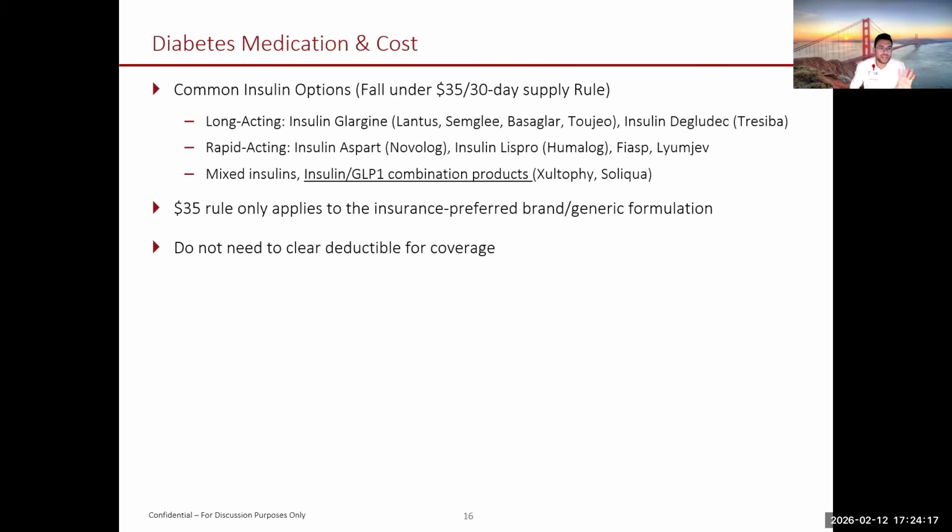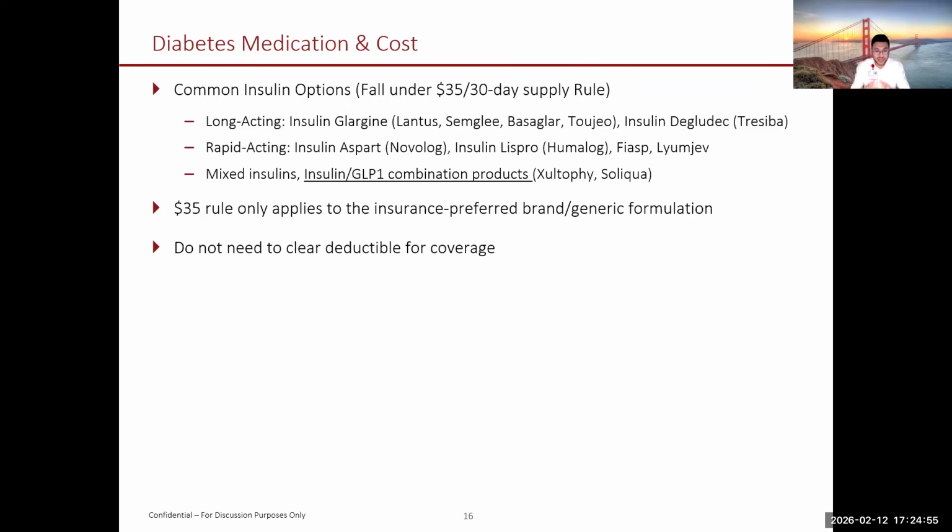The last class that I pointed out in our start to this section is the insulins. Now, you can see a number of different types of insulins down under. You can see insulin glargine, Tresiba, Novolog, Humalog. These are all the most common insulins. Your plans don't cover every single insulin. Most plans will cover some long-acting options, some short-acting options, some mixed options. The key for insulin and cost is to find which brand your insurance prefers. And when you find that brand, that cost will be $35 for a 30-day supply.